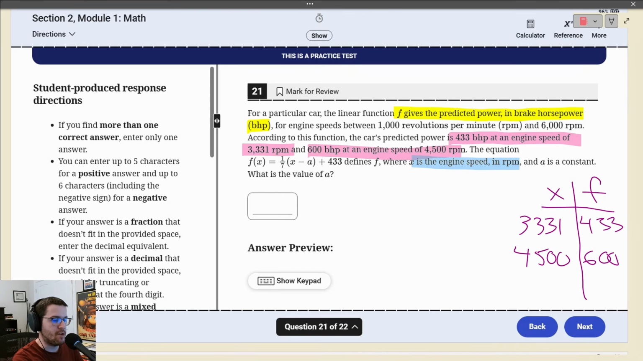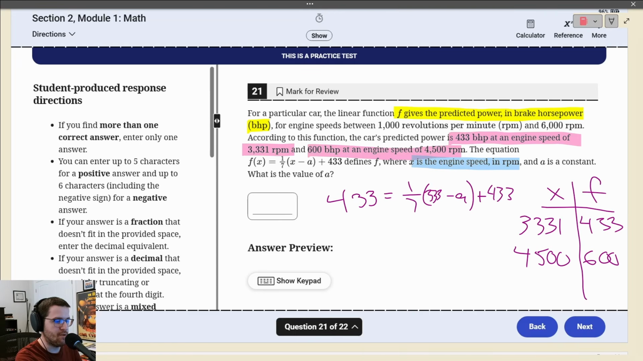Okay, so now we can just start plugging in points into that function. And what kind of happens is, if you plug in the first one, I think what's going to happen is we're going to subtract 433. We're going to get 0. And then it's going to be like a trivial case. And actually, no, this should work. I forgot to replace the X. Let me fix that. 3331, right?